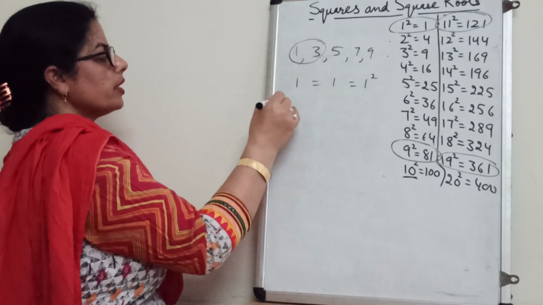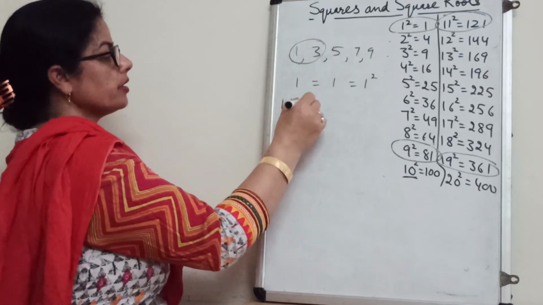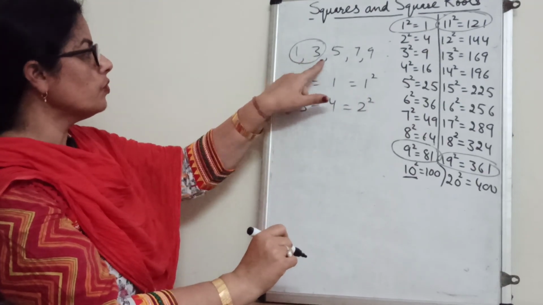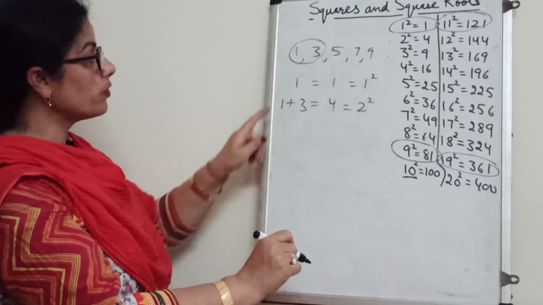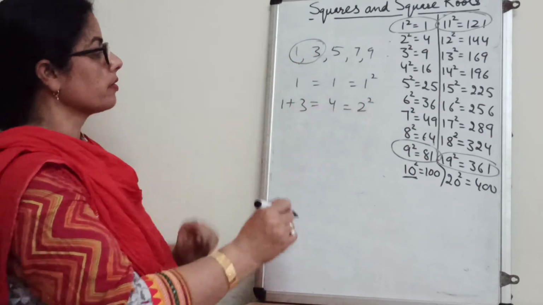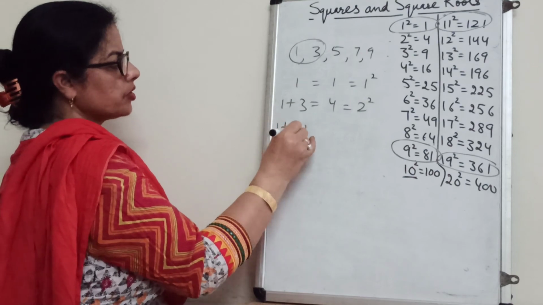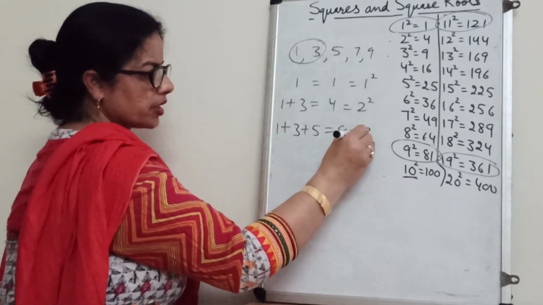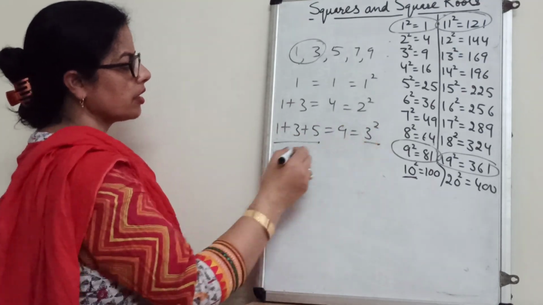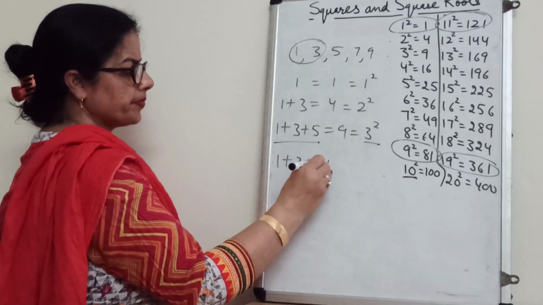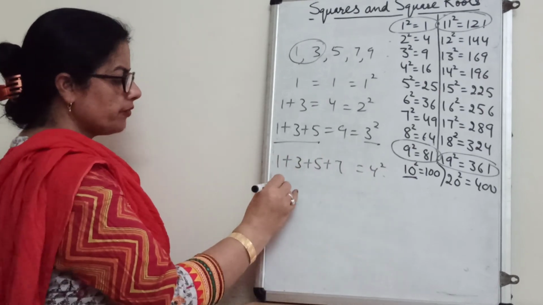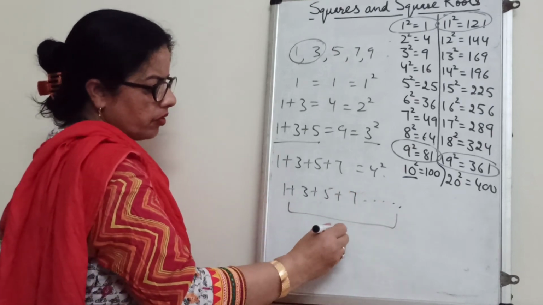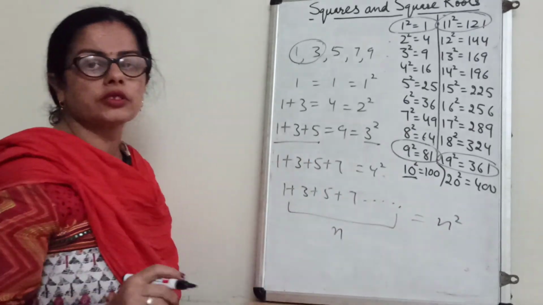If I am adding the first two odd numbers, then it will be 4. That is 2 square. Means the sum of the first two odd numbers is 2 square. If I want to add the first three odd numbers, then what will be there? 9. That is 3 square. If 4 odd numbers, then 4 square. If there are n odd numbers, then their sum will be n square.